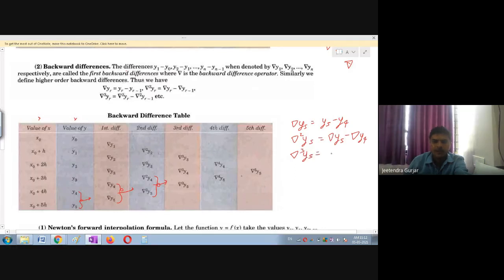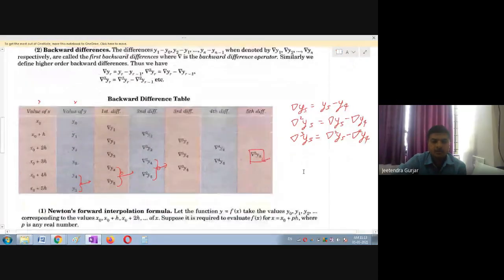Okay, this is y5, and therefore this is ∇² y5 minus ∇² y4, and this continues till we get the last single value. Please remember, this difference table will be continued. Okay, so next, after studying this finite difference and then estimating the values, after studying forward difference and backward difference, this doesn't stop, right?